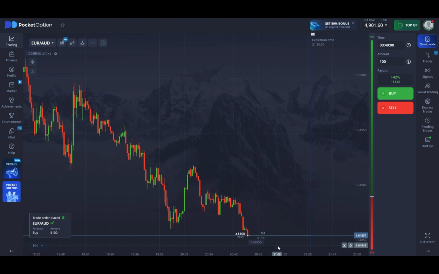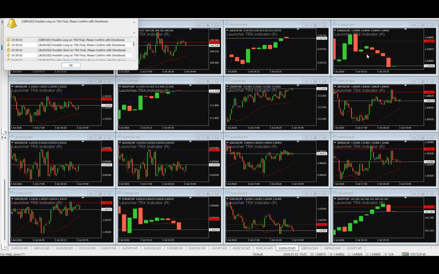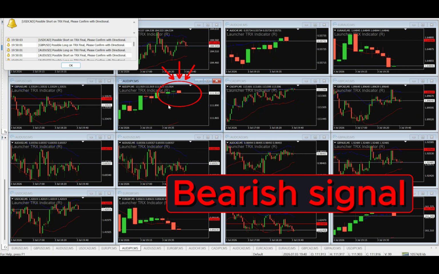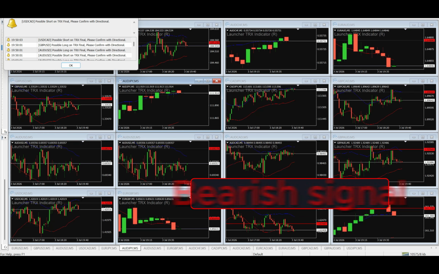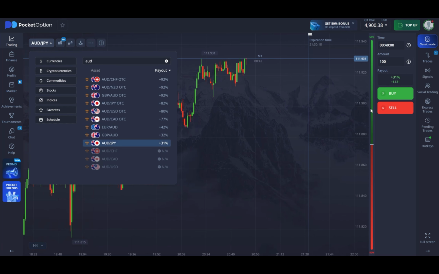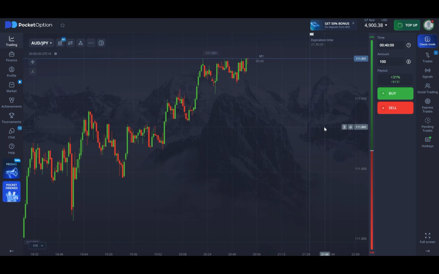The percentage isn't that high, but I'll take the trade. The trading strategy is performing quite well, so it's worth taking the risk. Australian dollar, Japanese yen. I'm also opening a trade for a decrease. The percentage is low here too, of course, which is a bit disappointing. But it is what it is. I'm opening a trade for a decrease for 40 minutes.